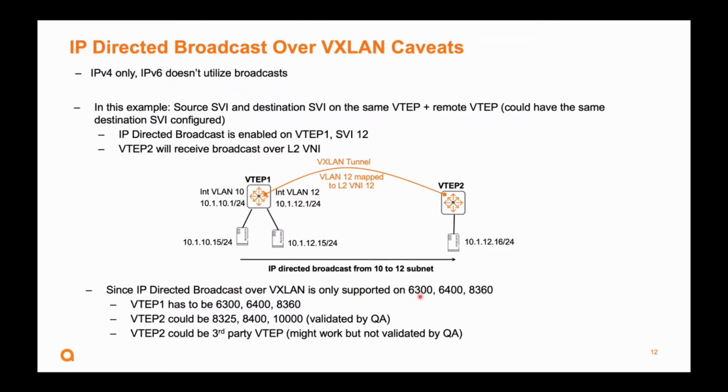Because it's only supported on 6300, 6400, and 8360, VTAP1 has to be one of these three platforms. VTAP2 could be something that's not supported like A325, 8400, or even 10,000. That has been tested and validated by QA. This will work. And VTAP2 can actually be a third-party VTAP, non-CX. It might work, but has not been validated by QA because this feature is actually dependent on being enabled on this SVI. That's why it will work, even though these three platforms do not support it. So this is a caveat to be aware of.